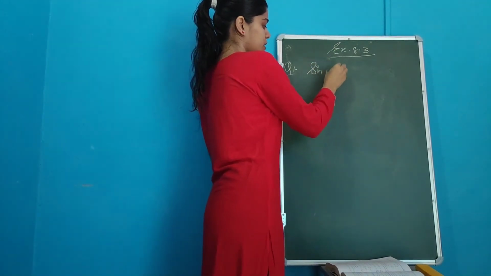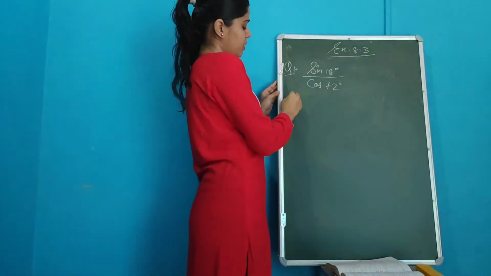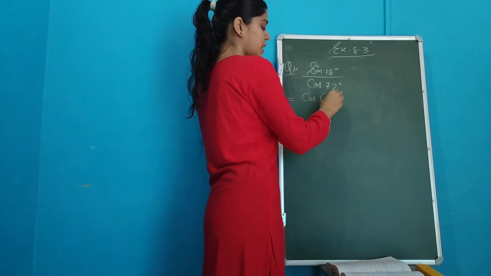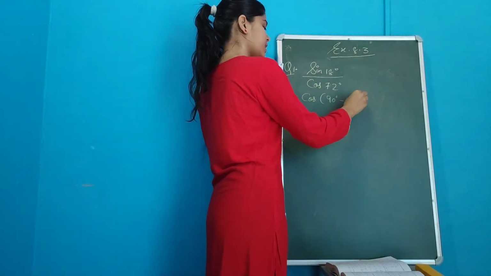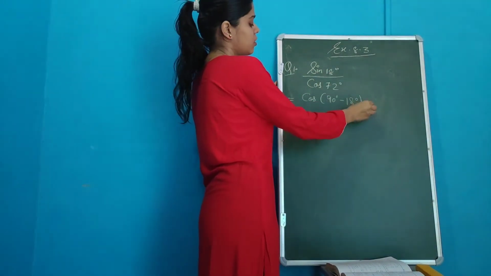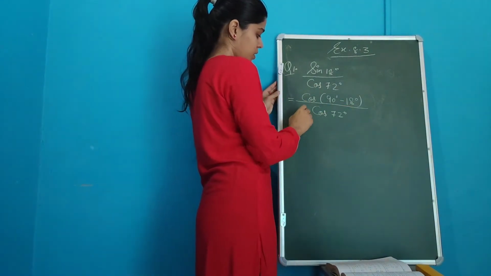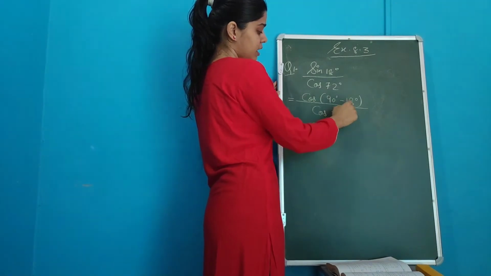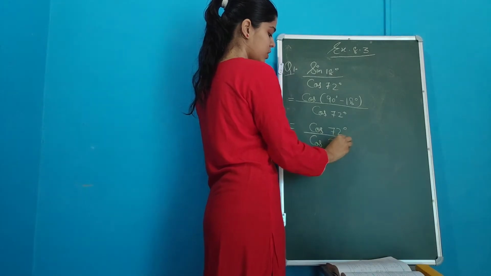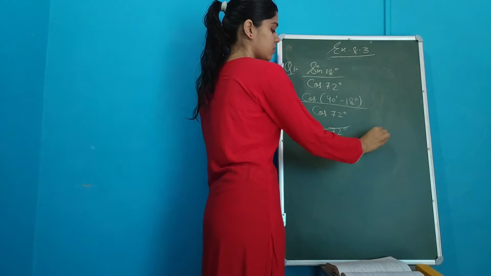Sine of 18 degrees upon cos of 72 degrees, you need to evaluate it. So we can convert sine into cos: cos of 90 degrees minus 18 degrees I can write. So cos of 90 minus theta will become sin theta. And in the denominator we will keep cos 72 as it is. Cos of 90 minus 18 becomes 72 degrees, and upon cos of 72 degrees, it will be equal to 1, which is our result.